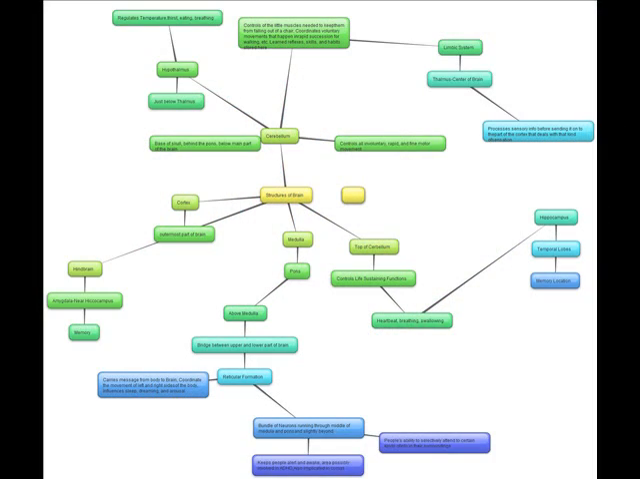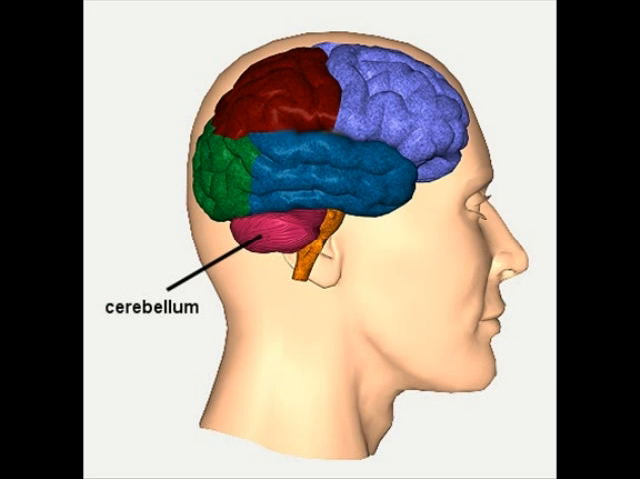Up next, we'll talk about the cerebellum. The cerebellum, also known as the little brain, is similar to the cerebrum in that it has 2 hemispheres and has a highly folded surface, or cortex. This structure is associated with regulation and coordination of movement, posture, and balance.